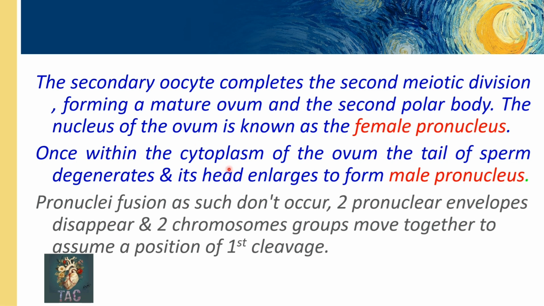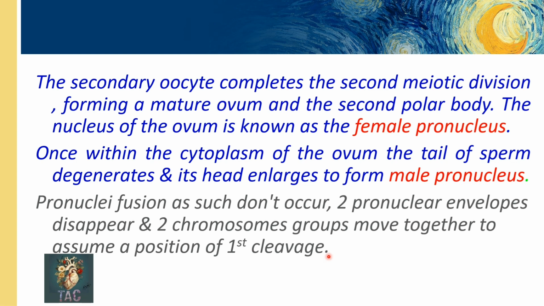So once within the cytoplasm of the ovum, the tail of the sperm degenerates and its head enlarges to form a vesicular nucleus called the male pronucleus. Morphologically, there is no difference between the male and the female pronuclei. Another important point to remember is that pronuclear fusion as such does not occur. The two pronuclear envelopes disappear and two chromosome groups move together to assume a position for the first cleavage.